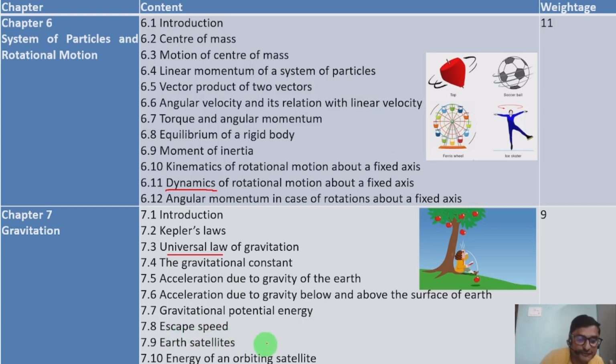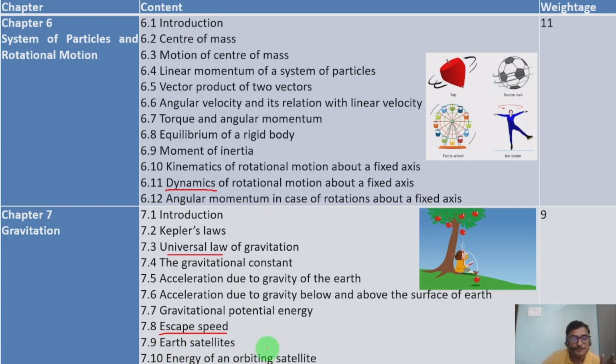7.8 Escape speed. Any object, including a spacecraft, satellites and also missiles, which will escape from the earth's atmosphere, and how much speed it should have, that is called escape speed, and that escape speed we are going to discuss here. And 7.9 Earth satellites.